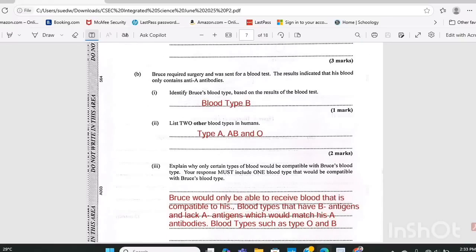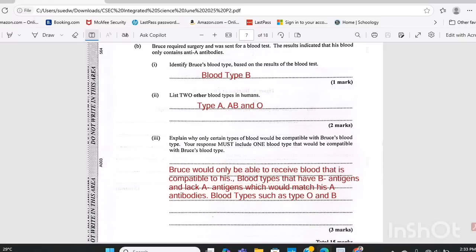It says Bruce required surgery and was sent for a blood test. The results indicated that his blood only contains anti-A antibodies. Identify Bruce's blood type based on the results of the blood test. His blood type would be B. And it says list 2 other blood types in humans. You could have A, AB, or O.